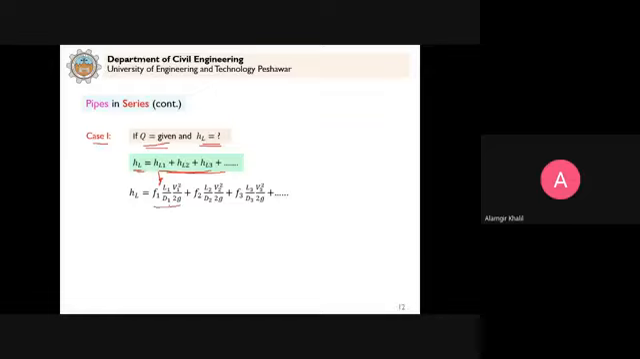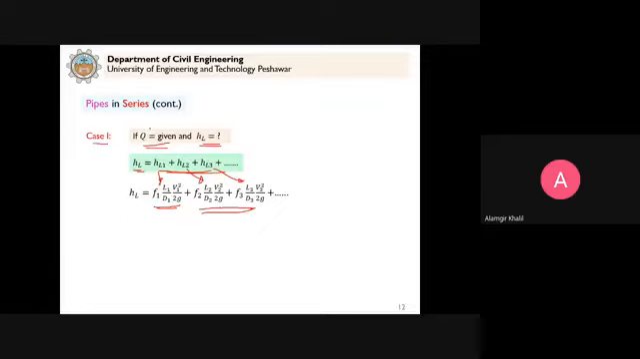So for pipe 1, this will be equal to F1 L1 by D1 V1 square by 2G. And then for pipe 2, it will be given by this expression. For pipe 3, it will be given by this expression, and so on. If 3 pipes are given, it will be the sum of these 3 components. If 10 pipes are given, then it will be the sum of 10 components for all the pipes connected in series. So now in this case, these are given from the Darcy-Weisbach formula. So HL we can calculate, clear.